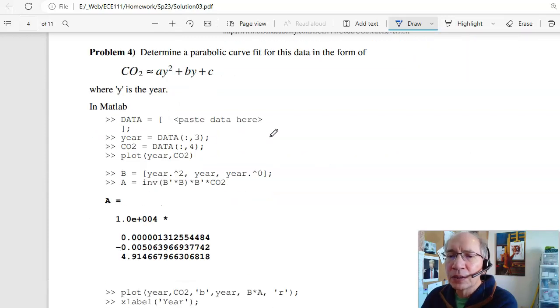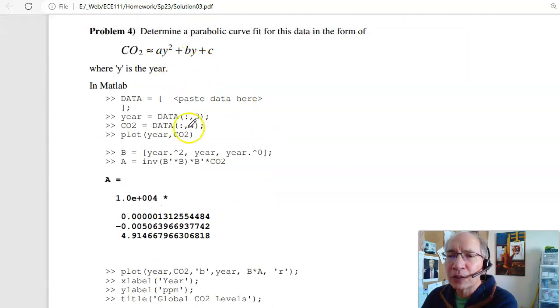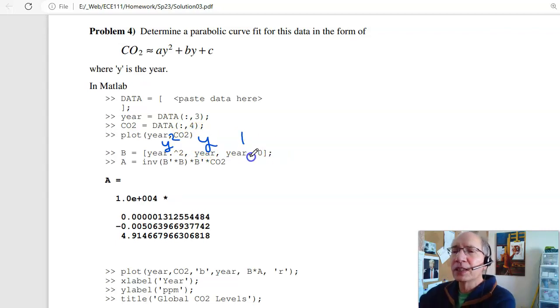To do a parabolic curve fit, pick the basis to be year squared, year, and 1. One trick to create a ones matrix is to take year to the 0 power. Anything to the 0 power is 1, and that gets the dimensions right as well. So that's my basis function.